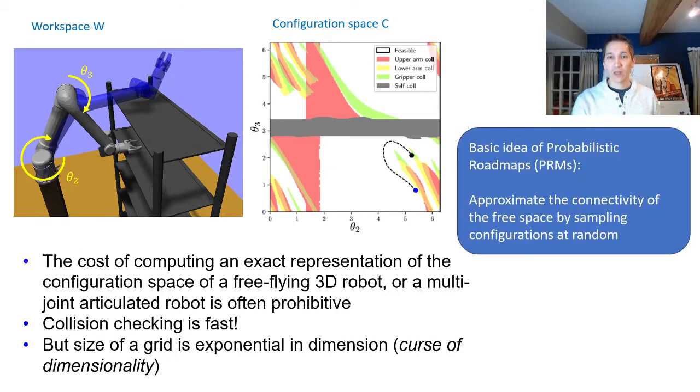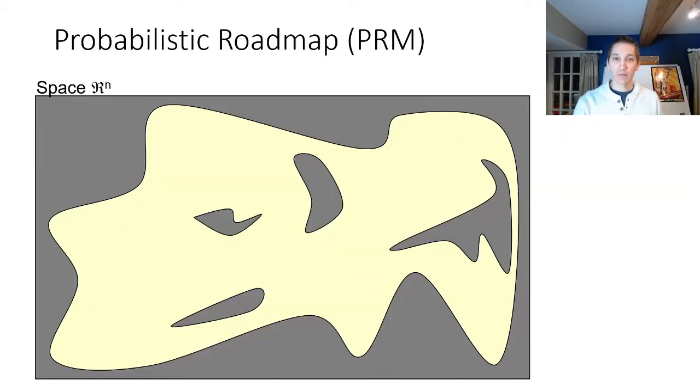So the idea of a probabilistic roadmap is that rather than constructing explicit grids, we're going to approximate the connectivity of the free space by sampling points at random and creating this sort of randomized network of paths in the configuration space. So the idea is this. We have some sort of n-dimensional space. We have some set that's collision-free, some set that's not. We don't know what these are.